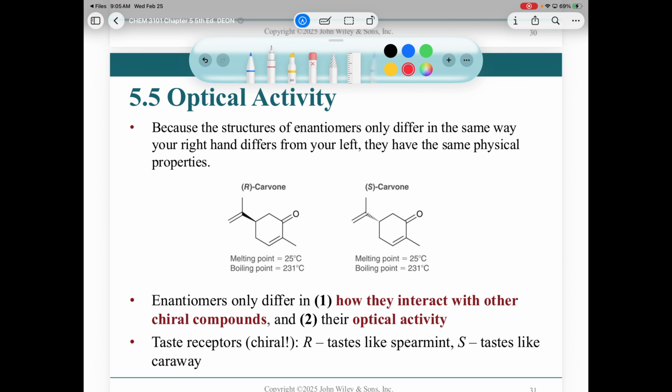The R tastes like spearmint. In fact, if you smell it, it smells like spearmint, whereas the other one tastes like caraway seeds, right? Which is used to make like, what kind of bread? What's the dark loaf there? Rye, yeah, in a rye bread, yes. Thank you, okay?